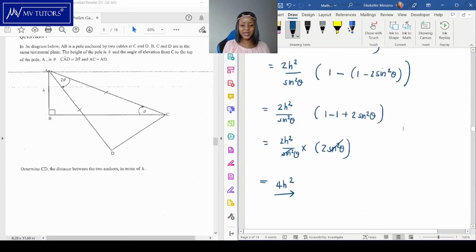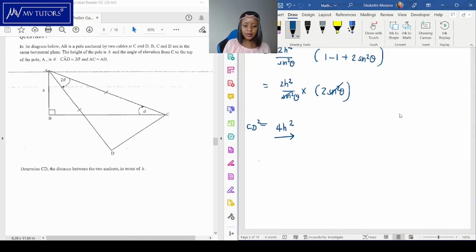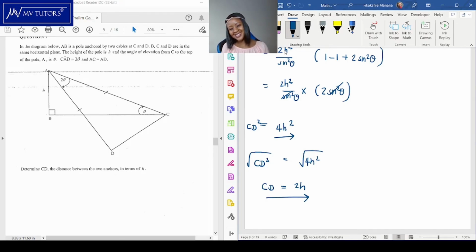This is DC squared. They wanted CD, DC. Let's just call it CD. So now CD squared, if I root both sides, I will get that CD. I'm not going to say plus or minus because this is a length. It has to be plus, okay? So I'm going to be left with 2H. So CD is 2H.